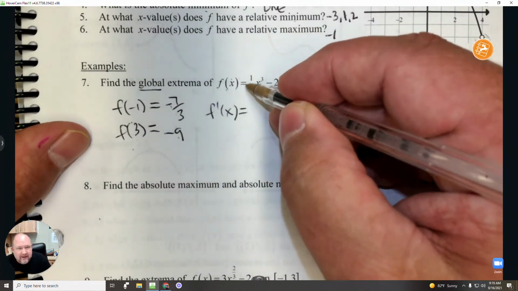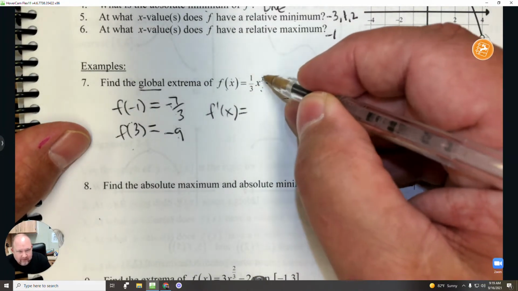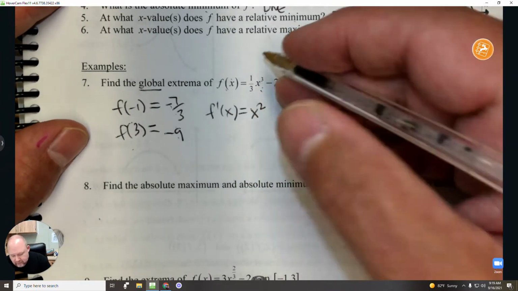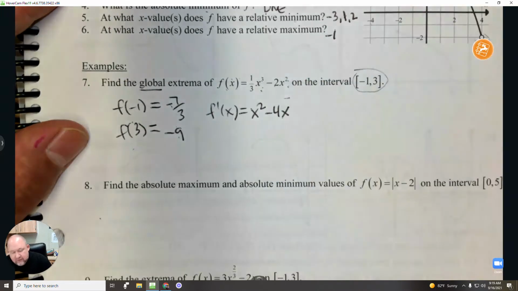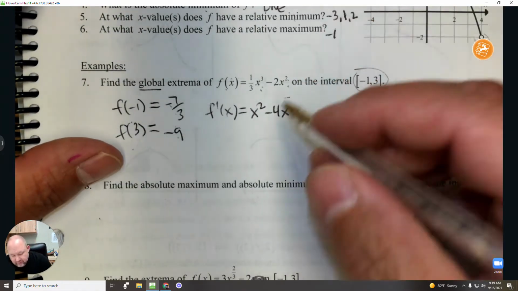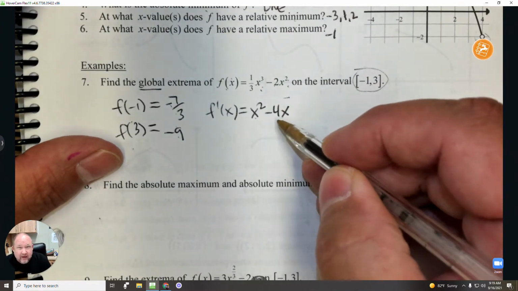So 3 times 1/3, that's 1. Subtract 1 from the exponent. 2 times -2 is -4. Subtract 1 from the exponent. There's the derivative. So first of all, there's nothing that makes this undefined.